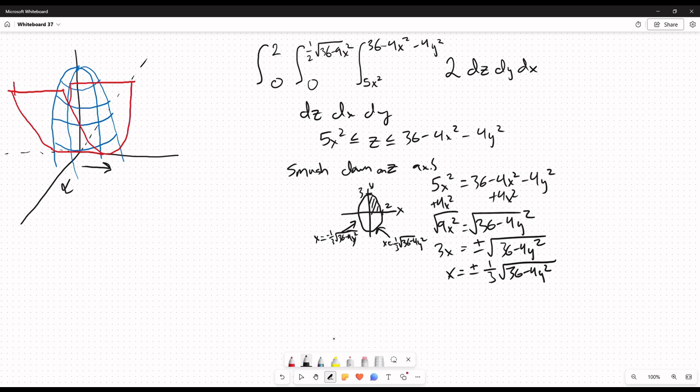So my next inequality is going to be that x is between 0 and 1/3 square root of 36 minus 4y squared. So that's my next inequality. And then this part's a little unnecessary. You can probably just figure out what y is going between just by looking at the picture.